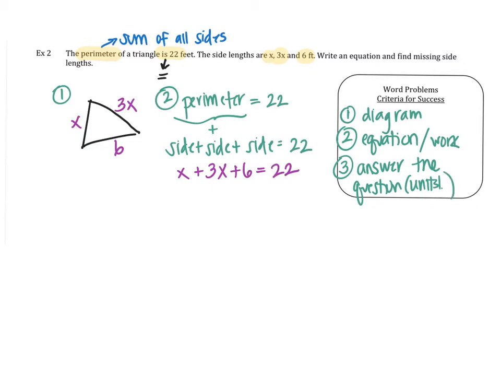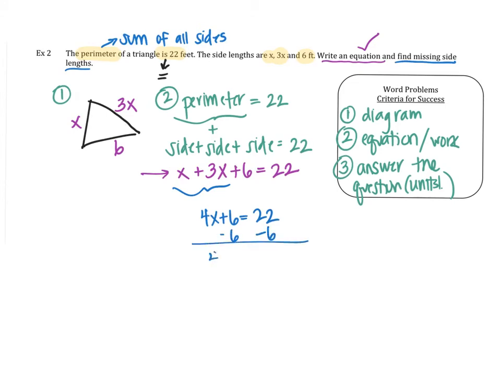Okay, so I'm going to go ahead and solve this equation. It says write an equation, which we did, which is this part. And then it says find the missing side lengths. So now we're going to solve for x. First, I'm going to combine my like terms. So I get 4x plus 6 equals 22. I'm going to subtract 6 using inverse operations from both sides. I get 4x equals 16. 4 times x, the inverse operation of multiplication is division. And so I get x equals 4.